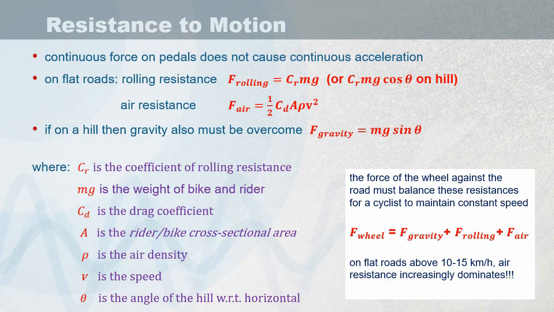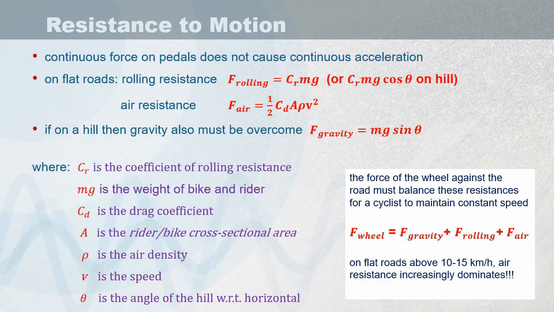Now again, that's for the case of riding along a flat road. If you're on a hill, then the rolling resistance also has a factor of cosine theta multiplying it, where theta is just the angle between horizontal and the slope of the hill.